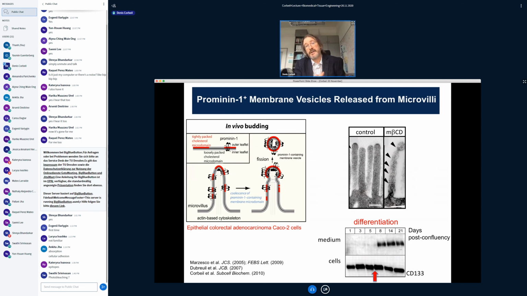It's exactly the same here with the epithelial cell, in this case the CACO-2 cell, which can differentiate in culture. The differentiation occurs normally around day 7. And you can see at day 7 to 8 here, we have the release of this small membrane vesicle. So the stem cell, or the cell which differentiates, releases this vesicle.